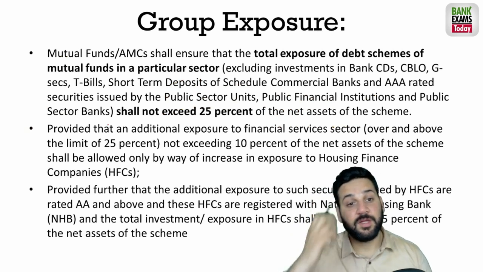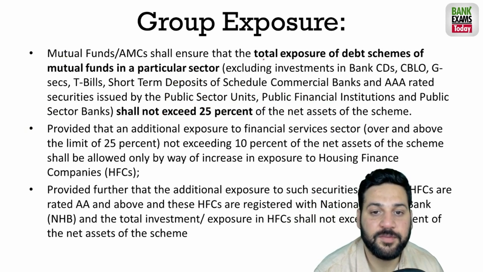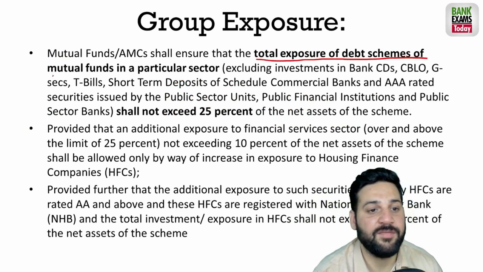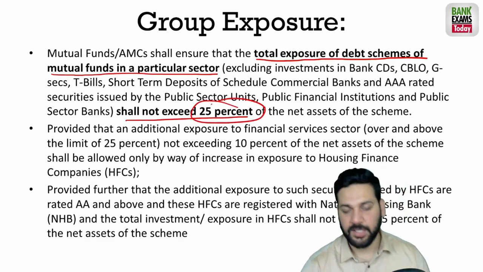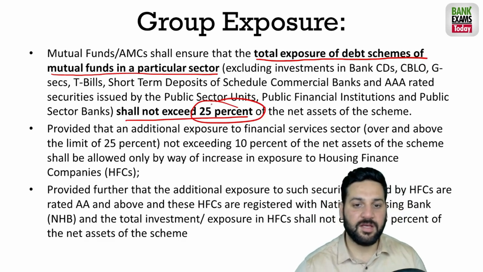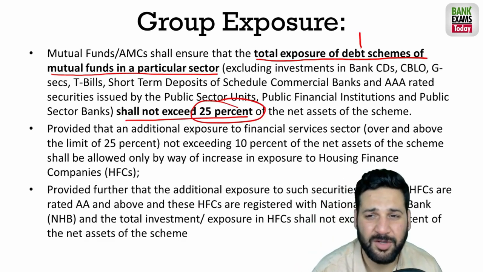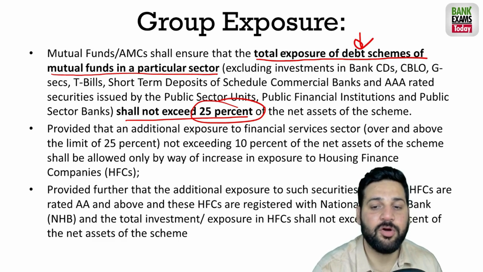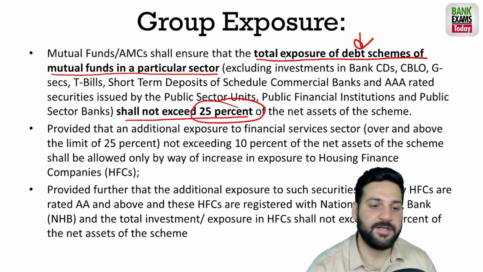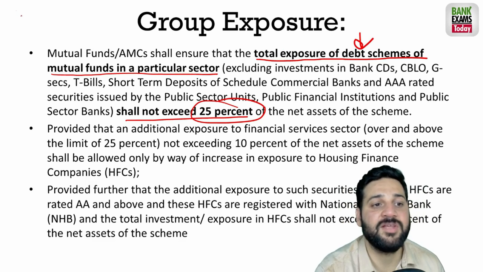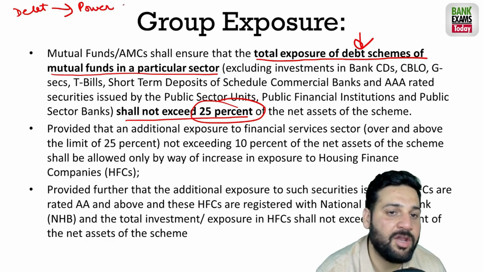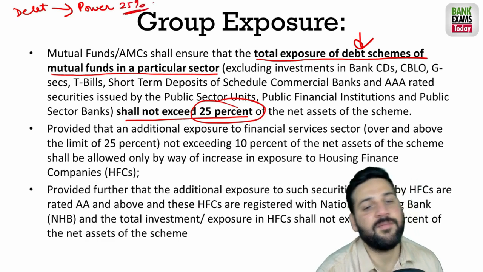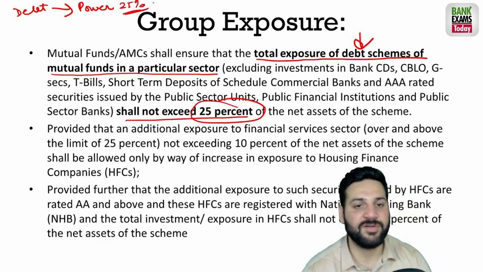Group exposure. The mutual fund and AMC should ensure that total exposure of a debt scheme of a mutual fund in a particular sector shall not exceed more than 25%. Okay, and there are certain exceptions. We are talking about, first of all, debt schemes, and we are talking about total exposure. Means agar a debt scheme is investing, let's say, in power sector, it cannot invest more than 25% in power sector. It cannot invest more than 25% in pharma sector.